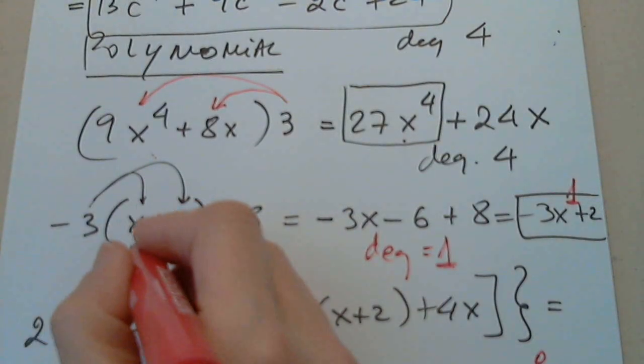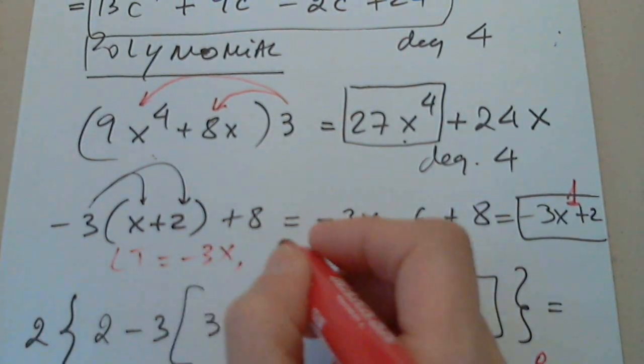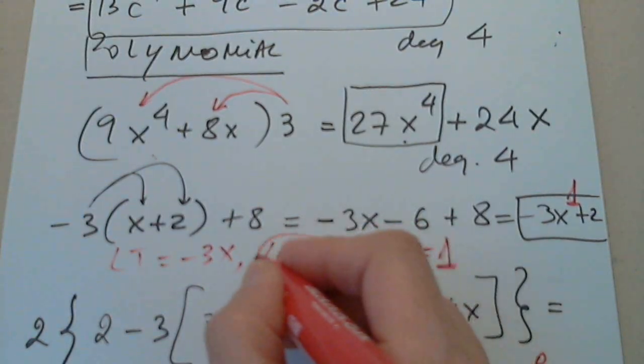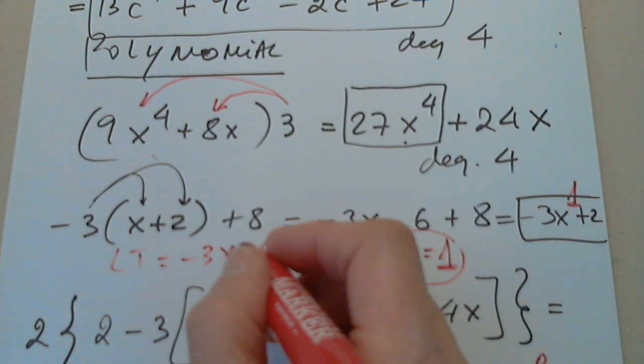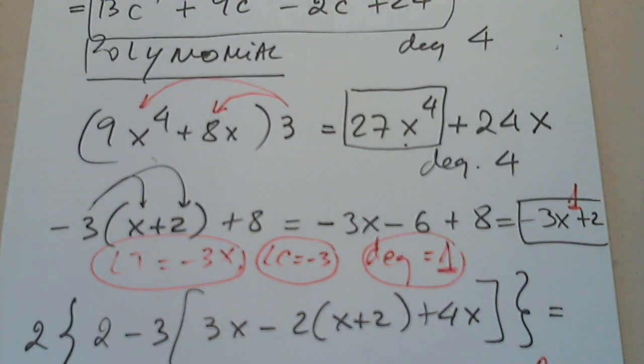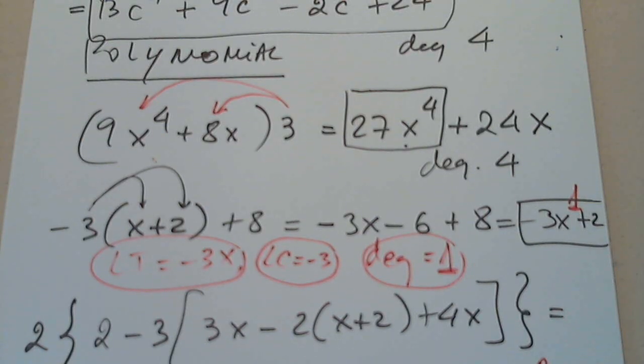So again, leading term is negative 3x. Leading coefficient is negative 3. Leading term, negative 3x. And the power of x is 1. If there is no x, the power is 0. But there is an x, so that's power 1.